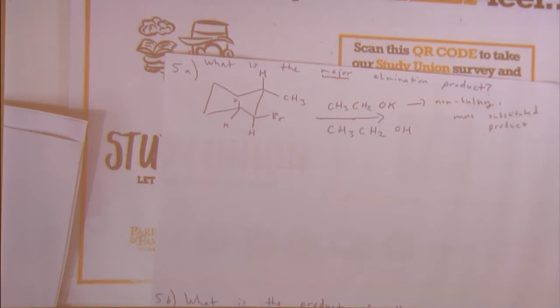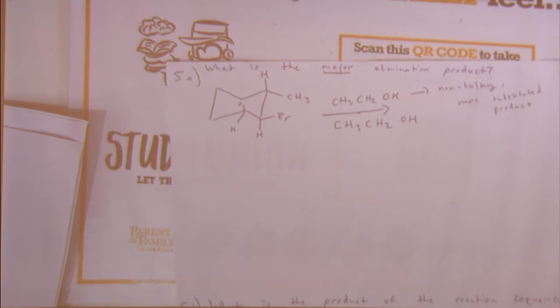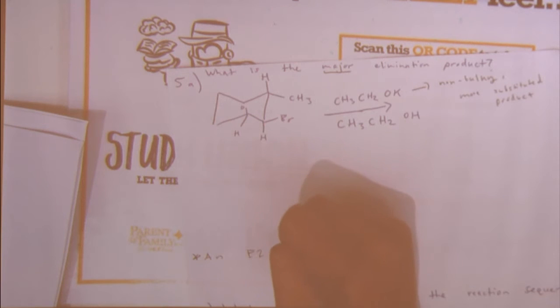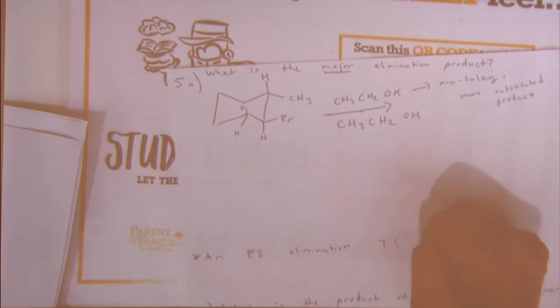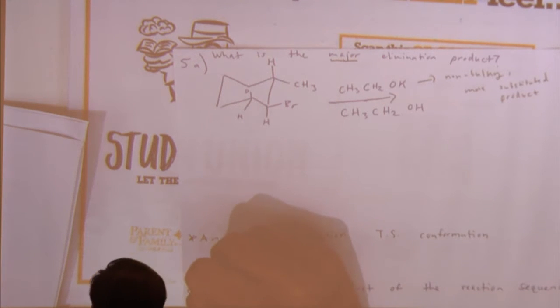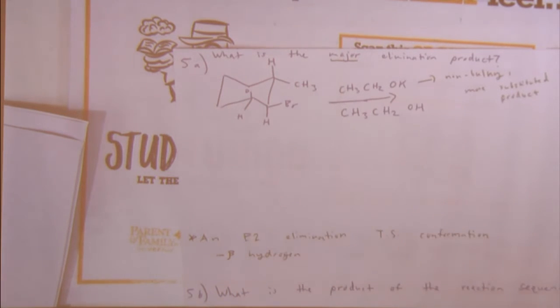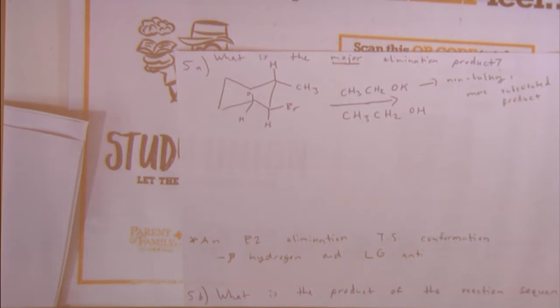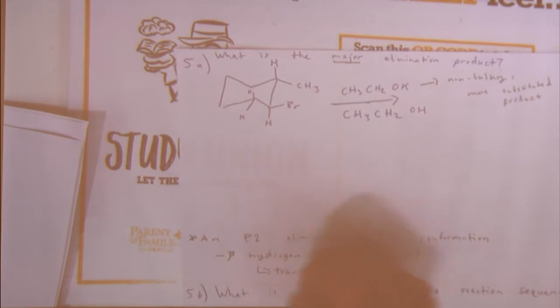But aside from that, on an E2 elimination, we have to make sure that our transition state conformation is one that has the beta hydrogen atom and the leaving group in an anti position, and specifically trans and diaxial to each other. I'll go ahead and write that down because that's a bit of information. We have to have the beta hydrogen and leaving group anti to each other, which in this case, when you're dealing with a chair conformation, means trans and diaxial.